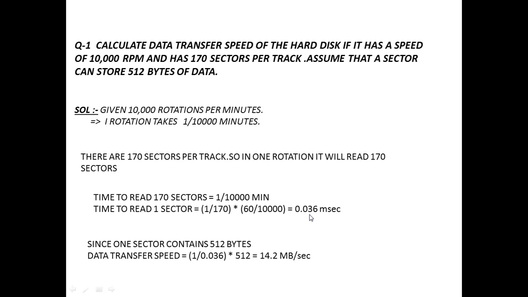Now data transfer is the transfer of sector. I mean by transfer speed we mean the transfer of each sector, because a sector is the basic unit of data transfer. Since one sector contains 512 bytes, and we know that time to read one sector is 0.036 milliseconds, so we can calculate the transfer speed as data into time per sector, and this gives us 14.2 MB per second.